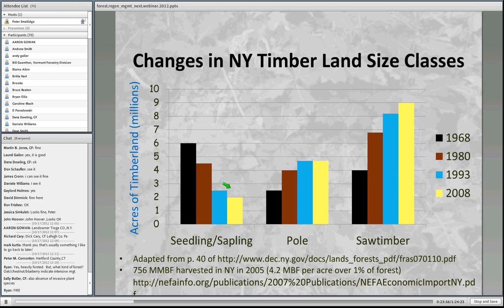The harvest data for 2005 in New York, in the publication that I reference, showed that there was about 750 million board feet harvested in New York. And with active harvesting on 1% of the forest land, you would expect to see a fair amount of sunlight that's available for regeneration. I'll show you some other slides in a minute that say that maybe that harvesting is not as intense as that.